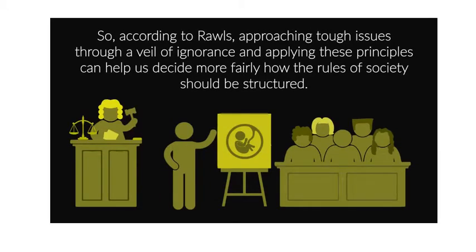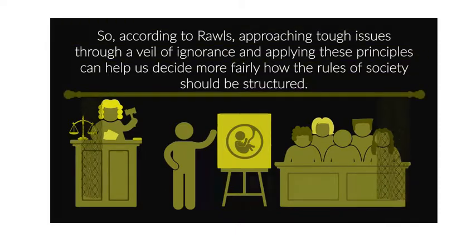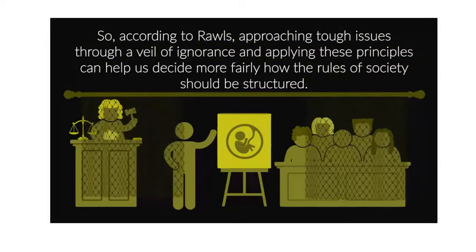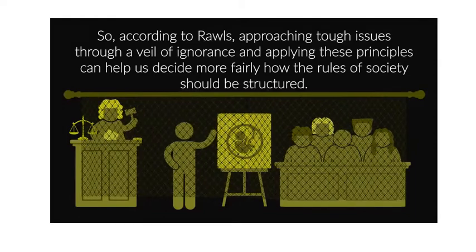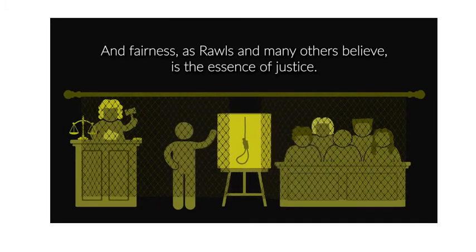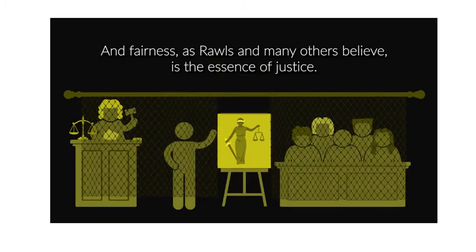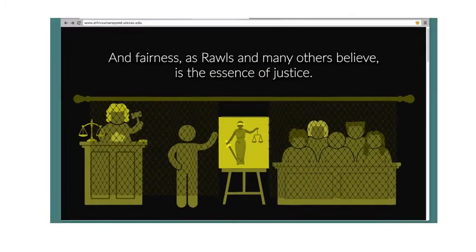So, according to Rawls, approaching tough issues through a veil of ignorance and applying these principles can help us decide more fairly how the rules of society should be structured. And fairness, as Rawls and many others believe, is the essence of justice.